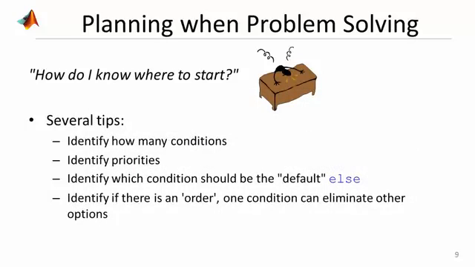Identify priorities. Maybe there is a condition that will happen a lot more often than the others. I would put that one first to save MATLAB time when it runs. Identify which condition should be the default else. Try to find the condition that's hard to write down using relational operators. Identify if there's an order. One condition can eliminate other options, and we're going to see that right now.